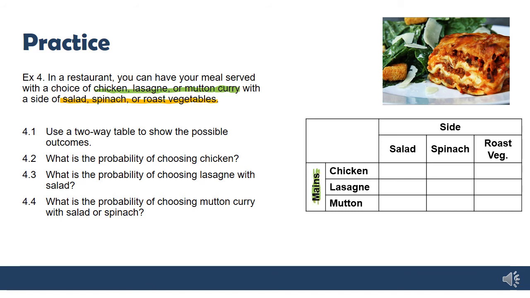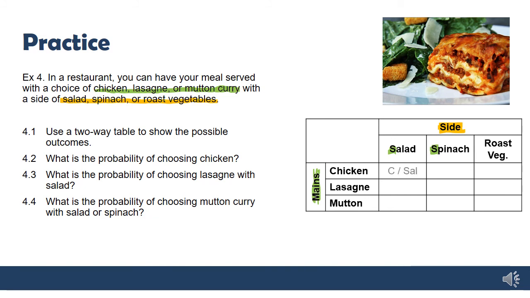So mains and sides. Okay, so each of those is going to go on one side of our two-way table, and then I've listed all the options. Now we have to be careful because you could write out the full words, but I'm going to abbreviate. But you have to be careful because both salad and spinach start with S. So I need to be a little bit more specific. Watch what I do here.